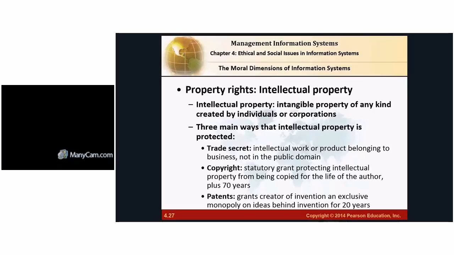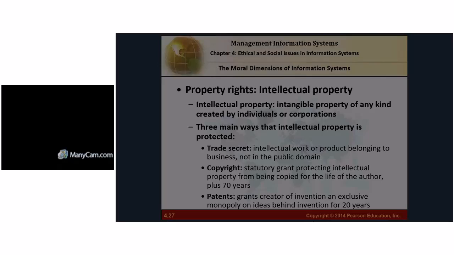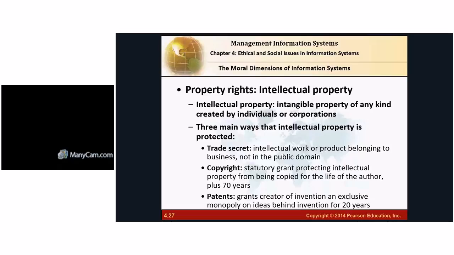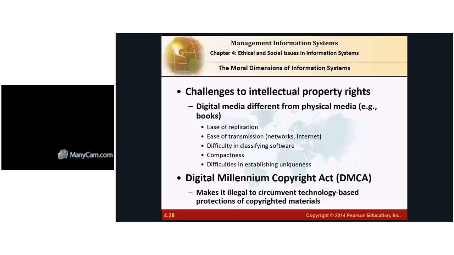So what is the impact of information systems on those intellectual properties: trade secrets, copyrights and patents? Challenges to intellectual property rights. Digital media are different from physical media, for example books. Ease of replication, ease of transmission, difficulty in classifying software, compactness, difficulties in establishing uniqueness.